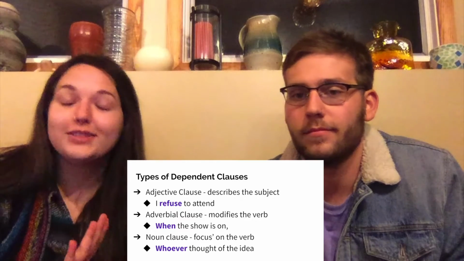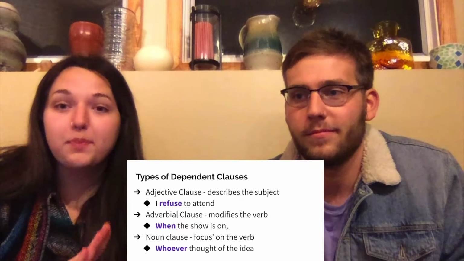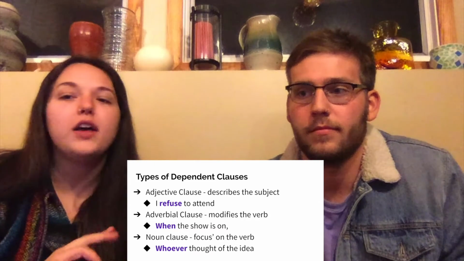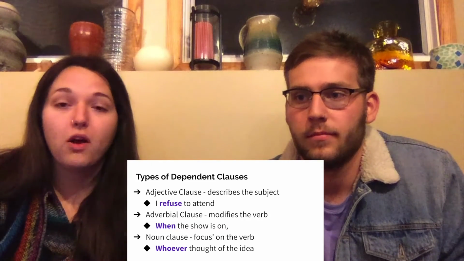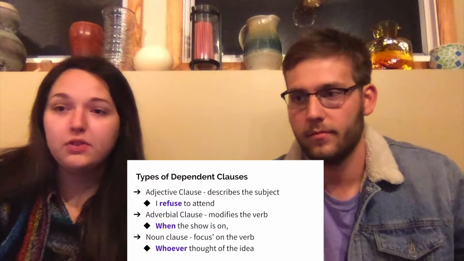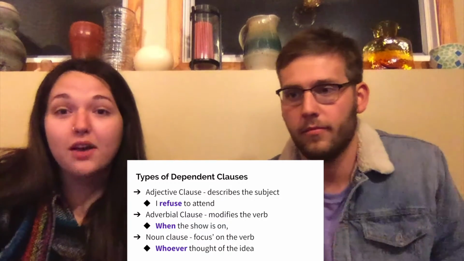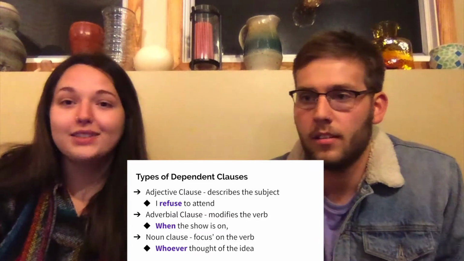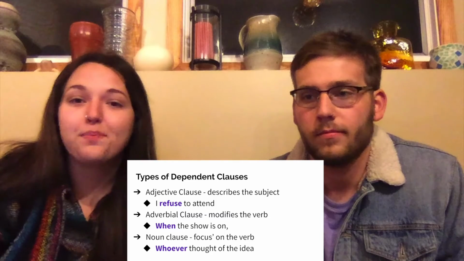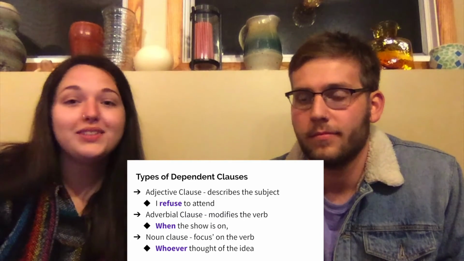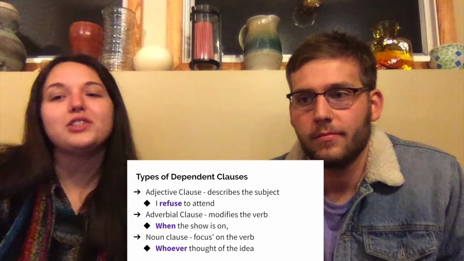Types of dependent clauses. It's your standard adjective clause, adverbial clause, and noun clause. And we all know what adjectives, adverbs, and nouns are. As you can see, we have some samples here. "I refuse to attend." We don't know what they refuse to attend, but that is the point. It's not a complete thought, but the clause is an adjective clause.